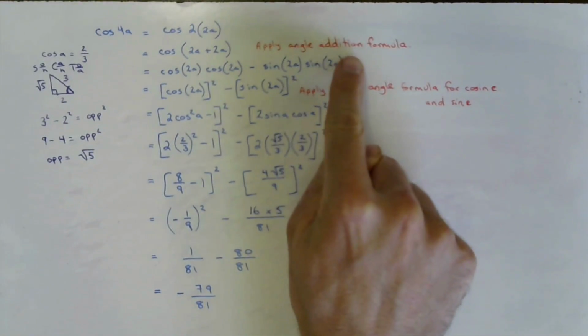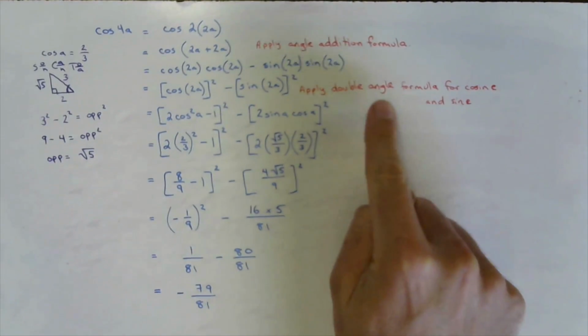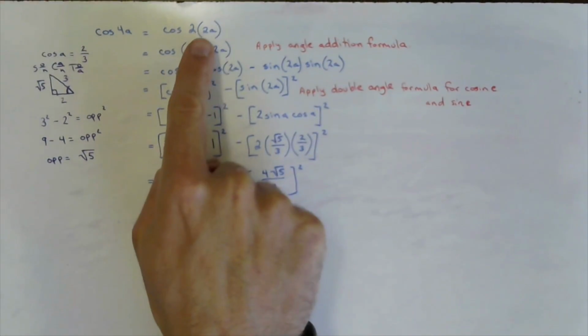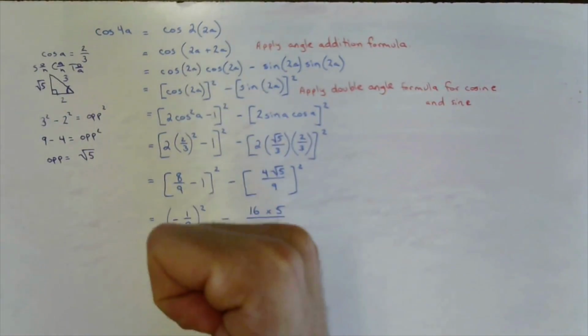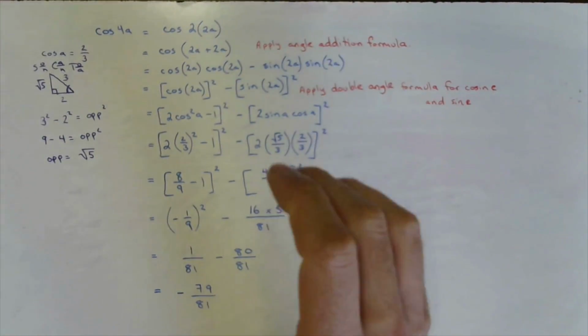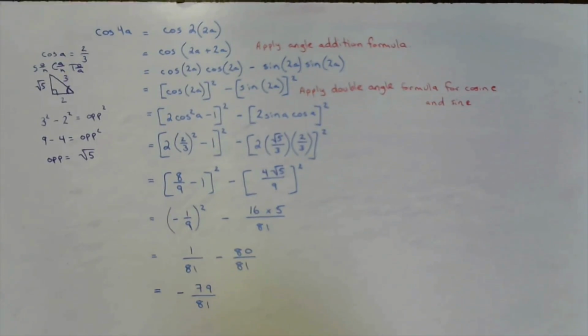We applied an angle addition formula, and we applied a double angle formula. If from here you applied a double angle formula and it worked, great. If it doesn't work, you just say, okay, how else could I possibly do this, and try to go back and do it a different way. Can't wait for this to show up on the test.